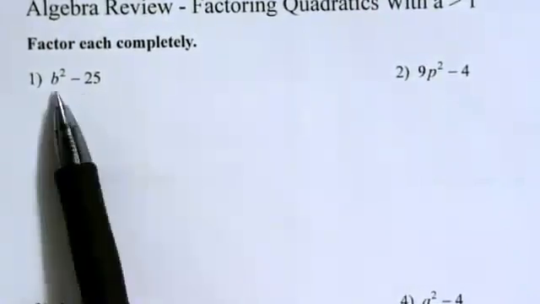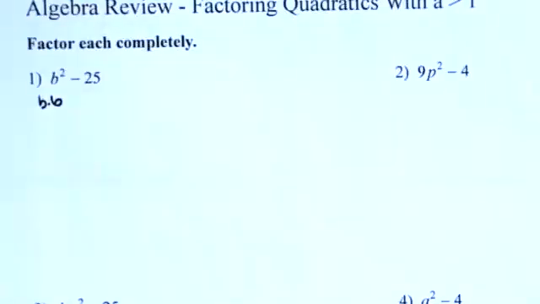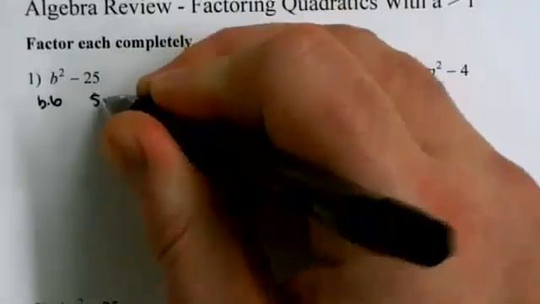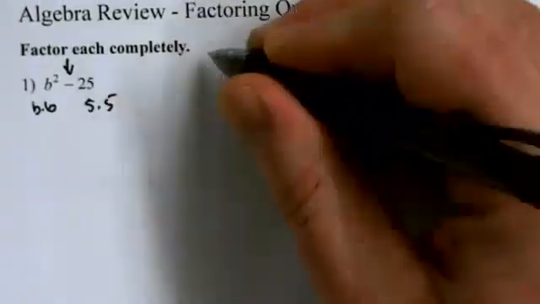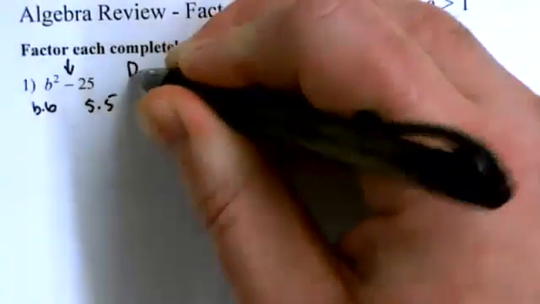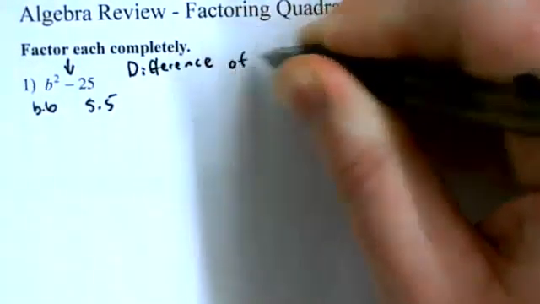If you see two perfect squares, so b squared is a perfect square because it's b times b, and 25 is also because it's 5 times 5. And it must have a minus between. This does not work if there's a plus in between, okay? Only if there's a minus in between. This is called a difference of squares. I'm going to write that down here, and I'd encourage you to write that down too. Difference of squares.